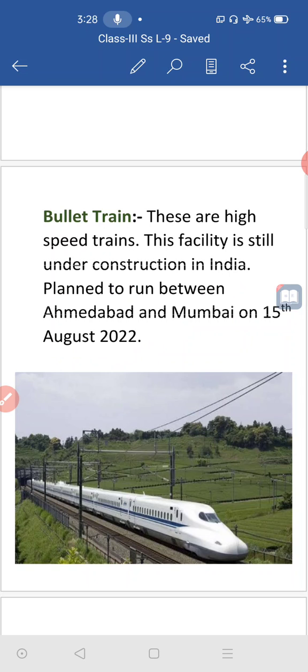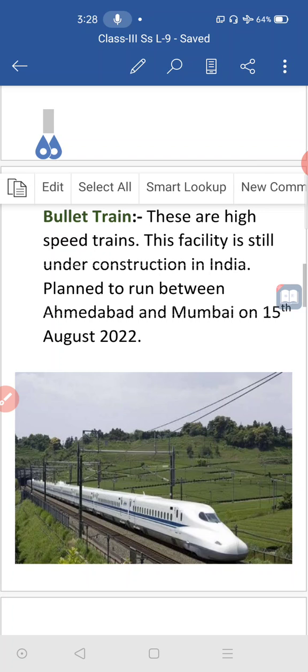So this is about means of transport. It means we use different vehicles. Some vehicles we use on land, some vehicles we use on the water, some vehicles we use in the air. So land transport, air transport and water transport. These are the 3 types of transport we use in our daily life.